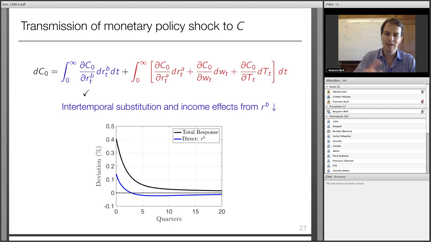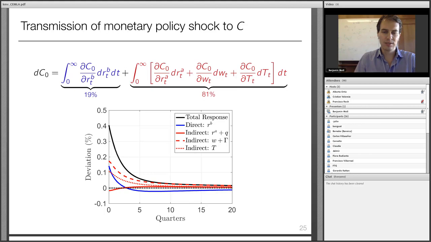There's a bit of a question: where does the difference between the blue and the black line come from? So let me tell you that. I'll just show you the whole thing. This breaks it down into these other responses. The main one that's important is this one here, the red dashed line, which is how households respond to income changes.